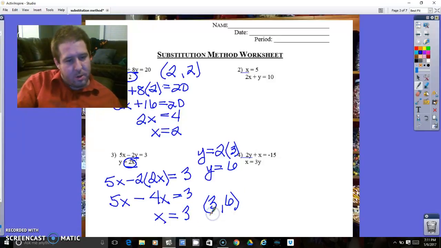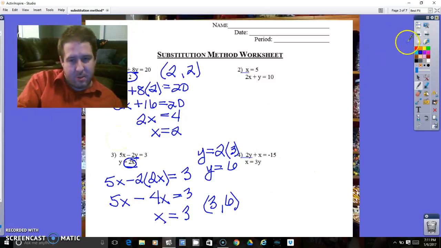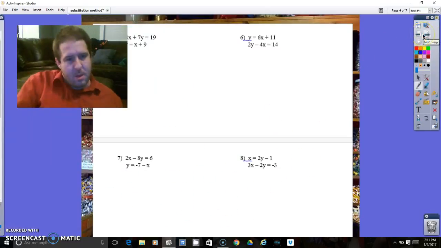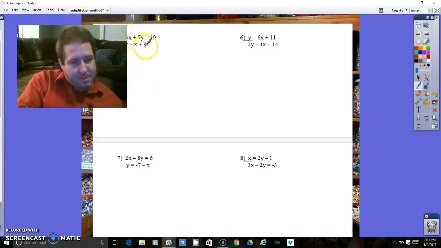These are two linear lines that will cross each other, and the only place they're going to cross each other is at 3, 6. Okay, number 5. This time we've got a little bit larger expression that y is equal to, so we're going to plug that in for y right here. So 4x plus 7 times x plus 9, because that's the value of y, equals 19.